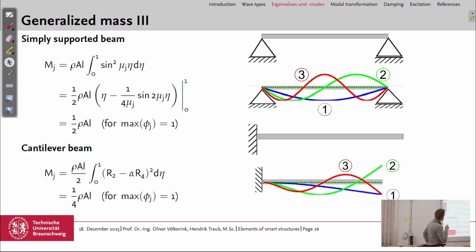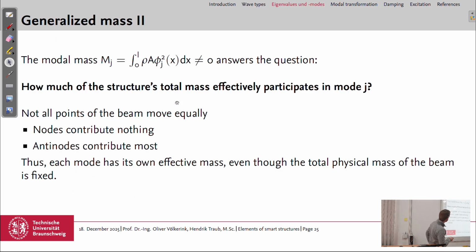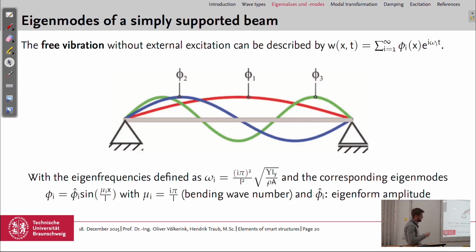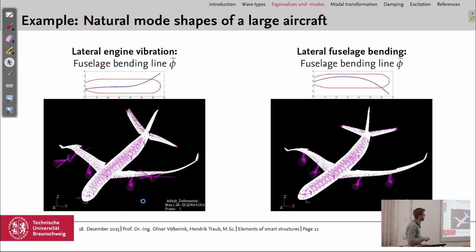I don't have prepared to derive these equations, to be honest, but I think it's this one. It's the bending wave number for the different eigenmodes. So it's for the eigenmode j, then the index changed.